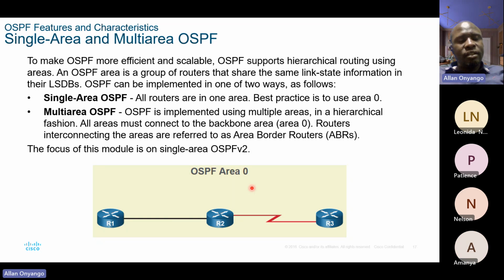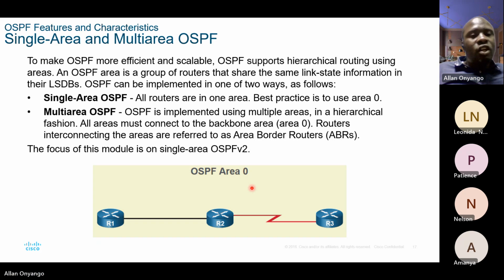Now, it is important to note that unlike all the other protocols, OSPF has a scalability feature, right? Because OSPF normally supports some hierarchical routing through what is called area. Now, basically, an area is a group of routers that share the same link state information within their link state databases. So OSPF can be implemented in two ways as follows.